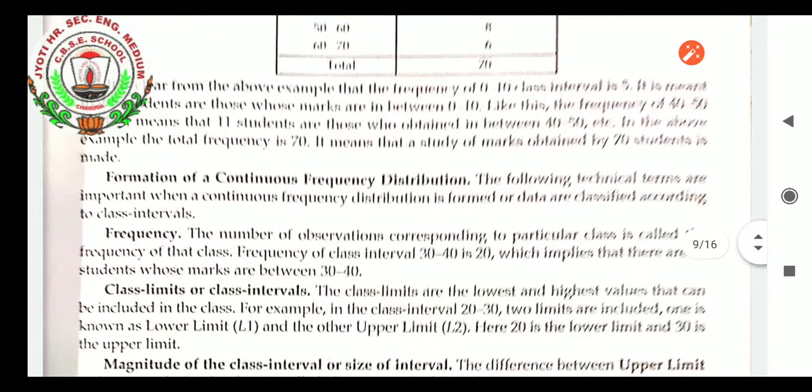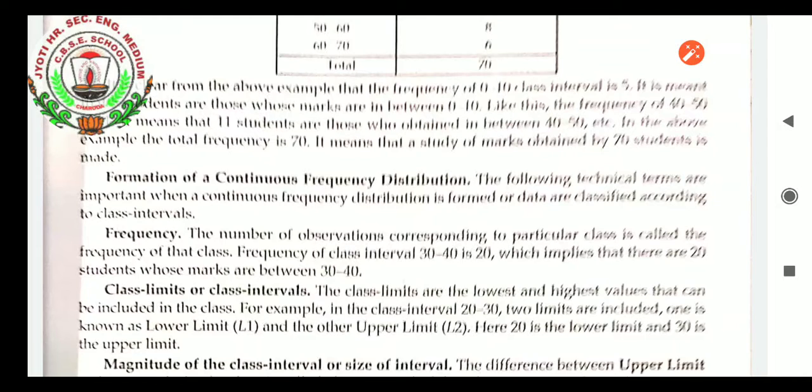Formation of a continuous frequency distribution is very easy. You can make a range; it can be 0 to 2, it can be 0 to 5, it can be 0 to 10 also. It can be according to the data, depending on how much limit is needed. We can form a continuous frequency distribution.